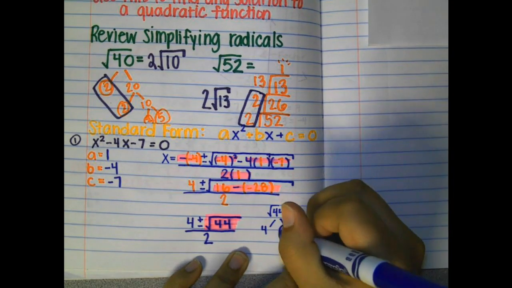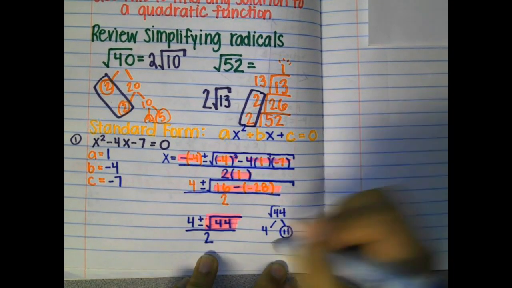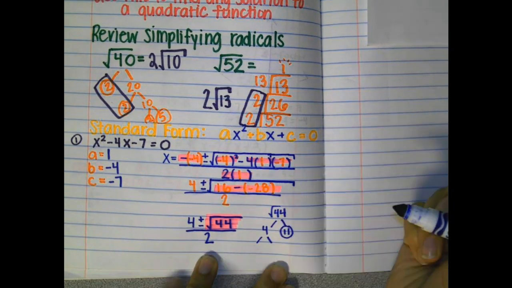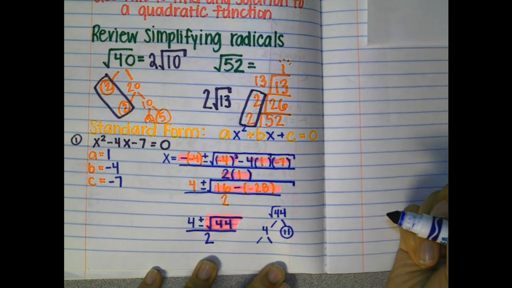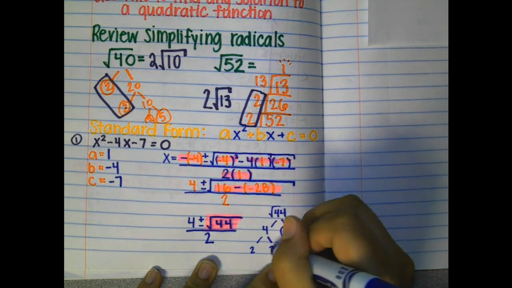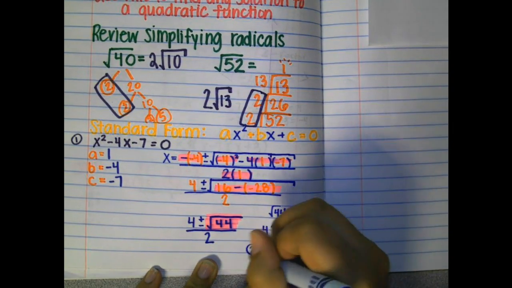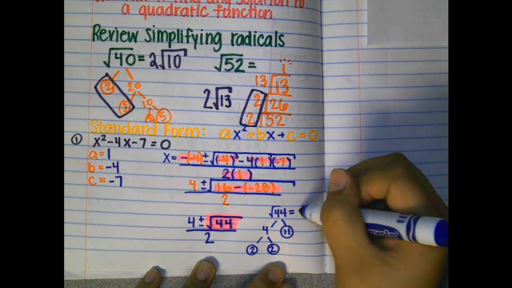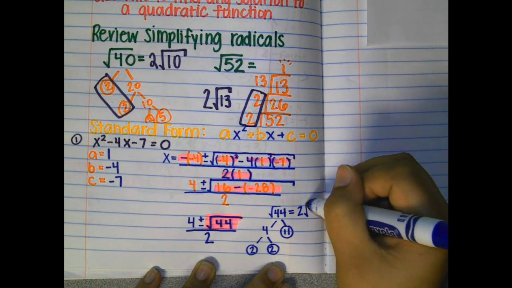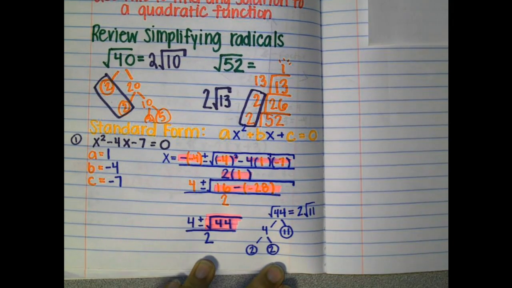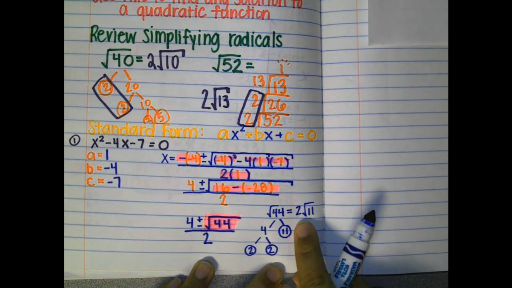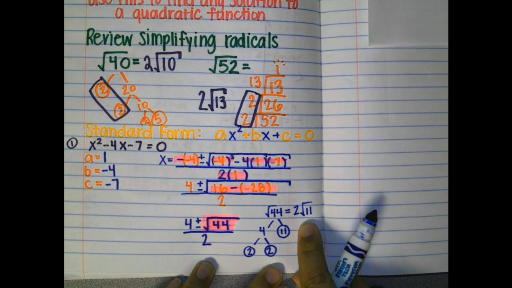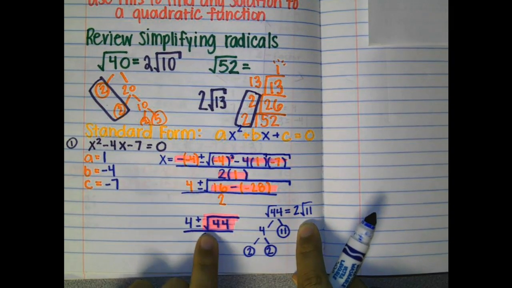11 is a prime number, so I circle it. But 4 is not, so I keep going. 4 is equal to 2 times 2. Both of those are prime. So the square root of 44 is simply 2 times the square root of 11. And now I'm going to take that 2 square root 11 and plug that in for square root of 44.